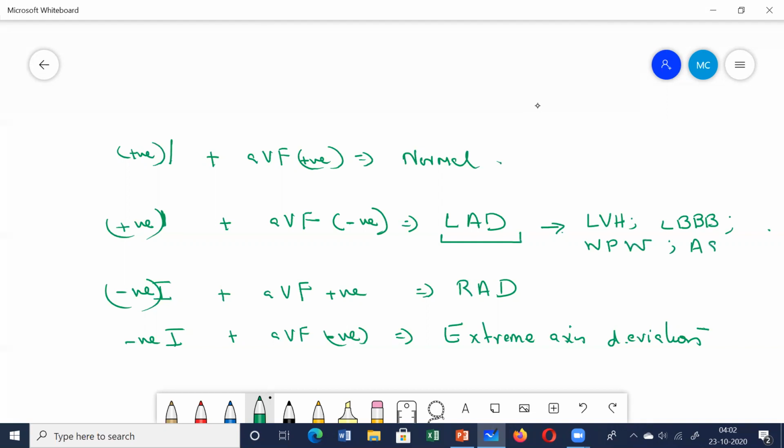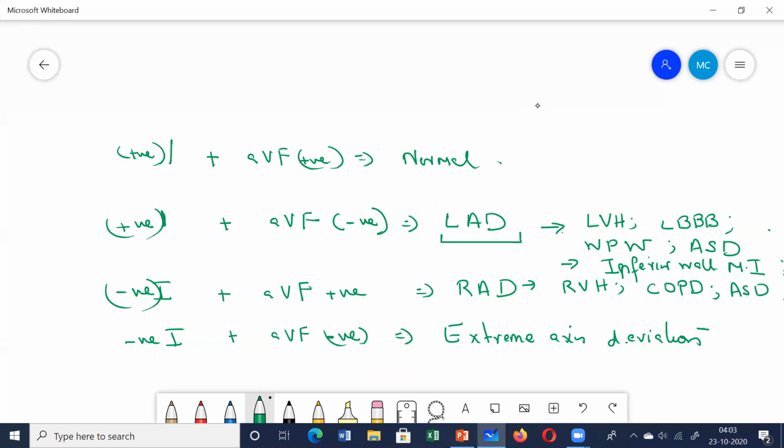ASD, mainly the ostium primum type. Or sometimes you can get the left axis deviation in case of inferior wall myocardial infarction. Now right axis deviation: you get it in right ventricular hypertrophy. Sometimes in case of COPD patients also, you get a right axis deviation. Or you get it in ASD. This is ostium primum type. In ostium secundum type, you get the right axis deviation.